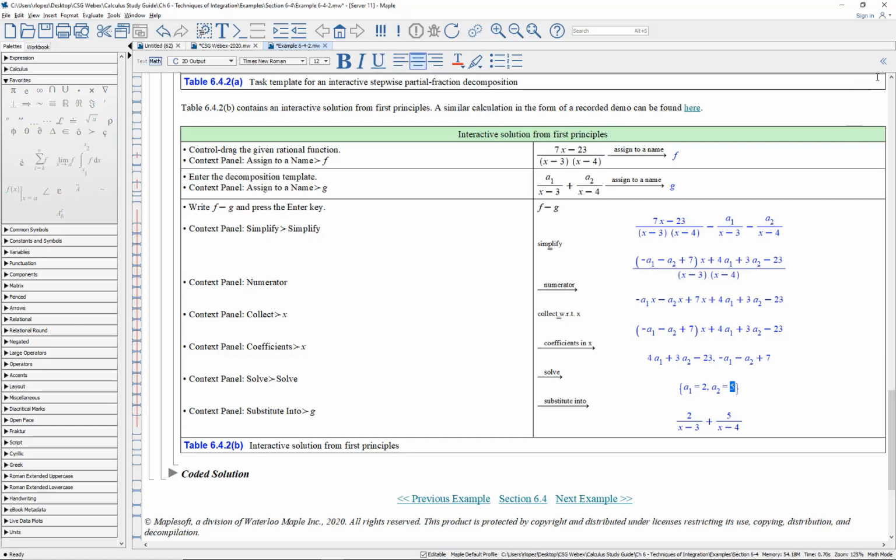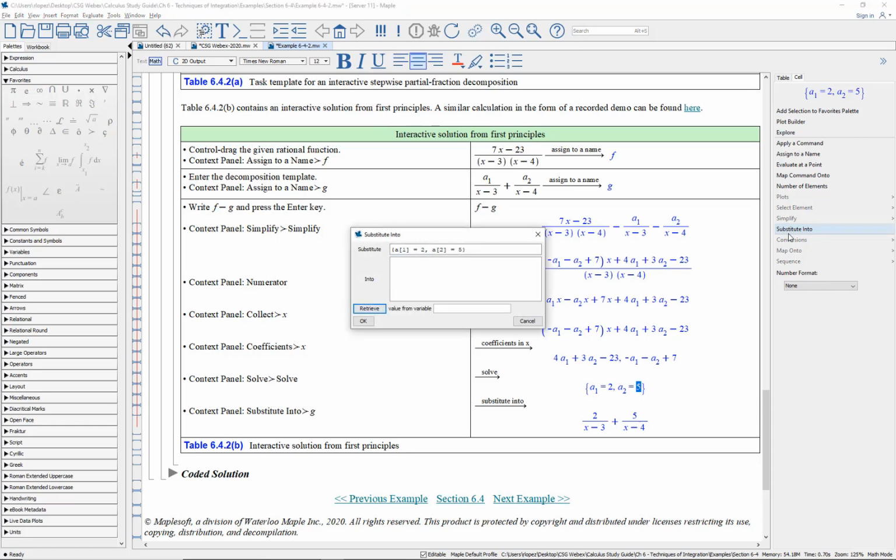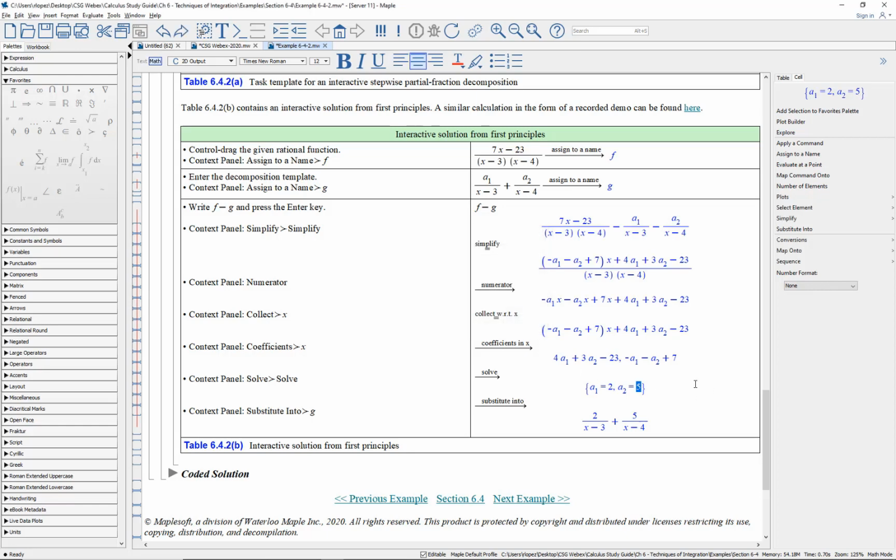Their equations, and there's an option here we haven't used yet. It's the substitute into. So if we substitute into, we can substitute into here g. Well, I didn't reactivate that, so there's no sense typing that here. But if you substitute back into g, then the return will be the decomposed fraction.